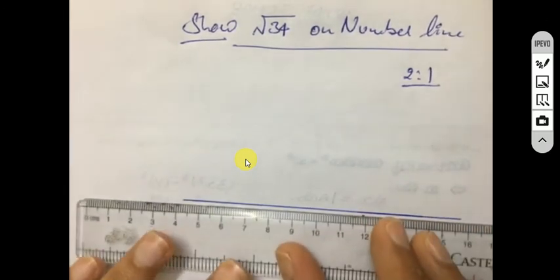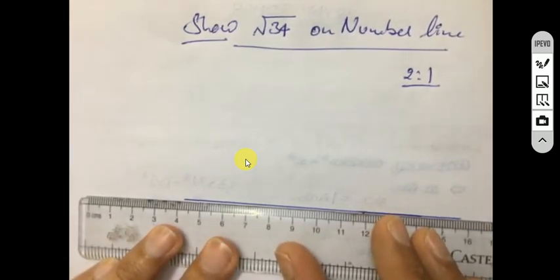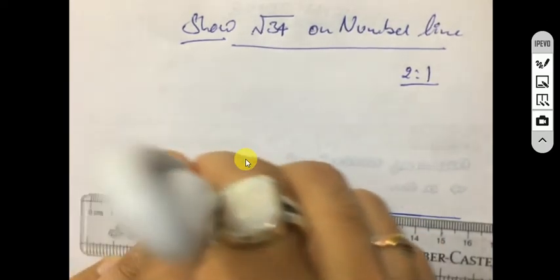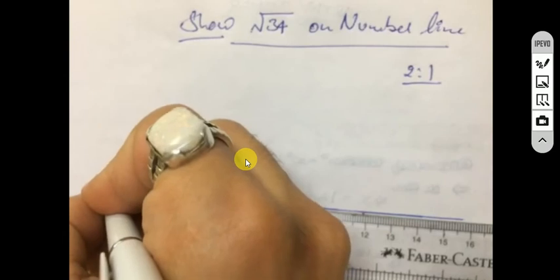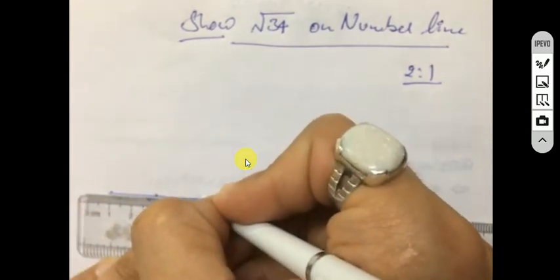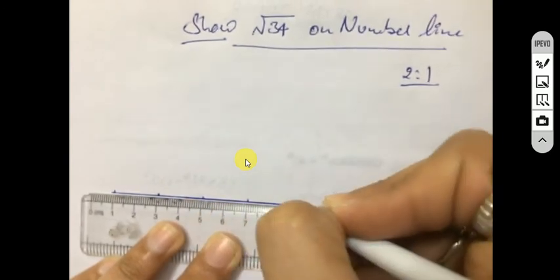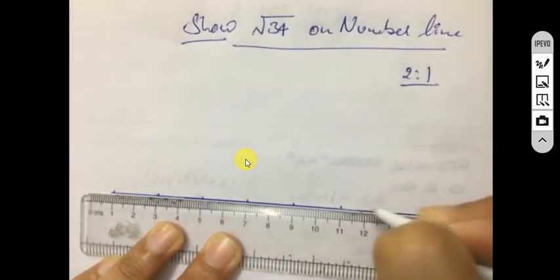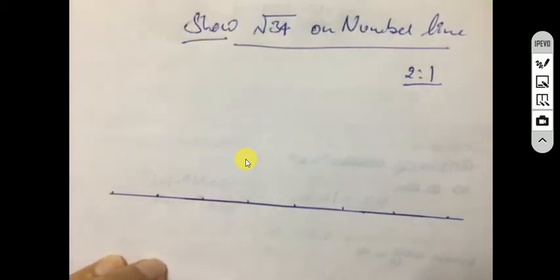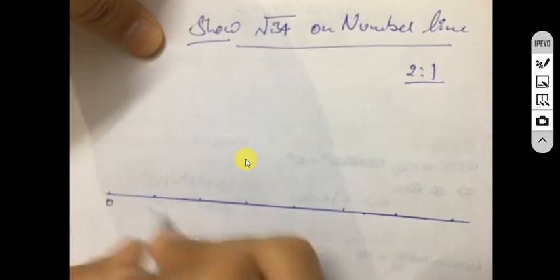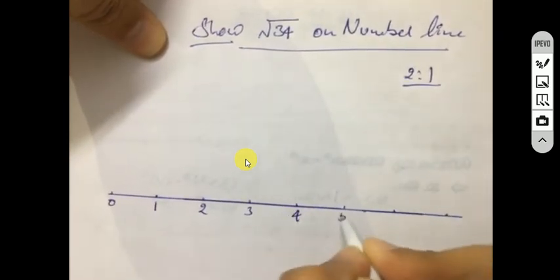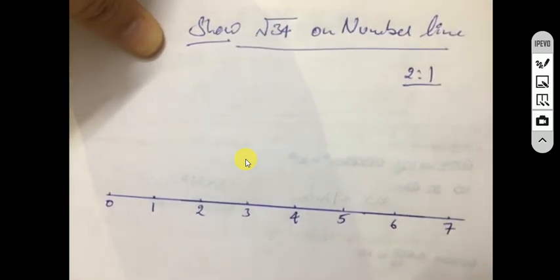A little longer line is required. I'll draw it. This will be 0, 1, 2, 3, 4, 5, 6, and this will be 7. Mark the points 0, 1, 2, 3, 4, 5, 6, 7. I hope this is clear to you.